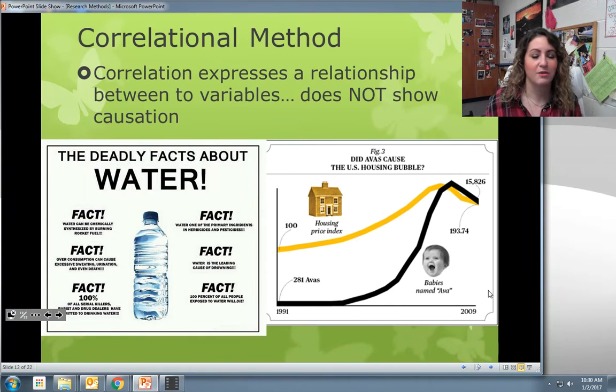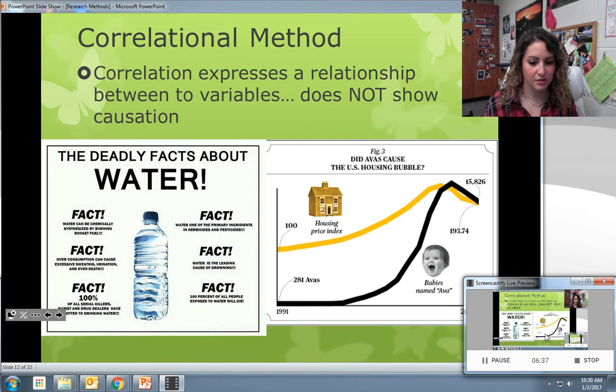Okay, let's talk about the idea of correlation versus causation. So I'm now switching kind of gears. A correlation, I'm going to actually see how much time we've got here. Okay.